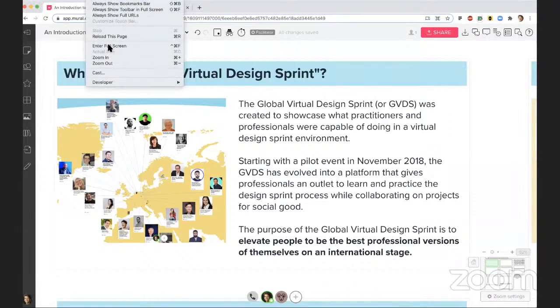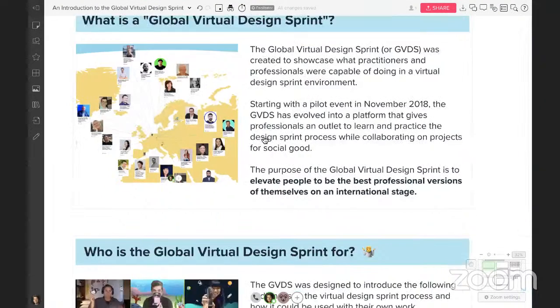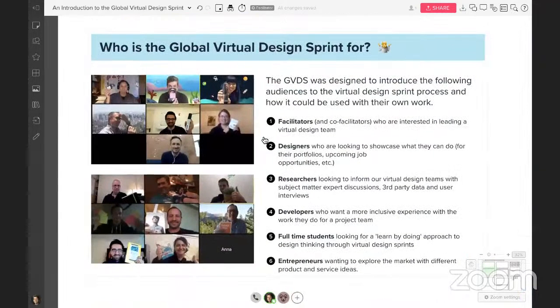I'm going to go ahead and enter full screen so that you don't have to see all the URL information and so on. So who is this event for? Historically, the first three audiences that you see here typically are the ones that come to the event every single time. There's facilitators and co-facilitators that want to understand how to do virtual design sprints online. There are designers who want to put their work and their designs that come out of these events into their portfolio or share them on social.